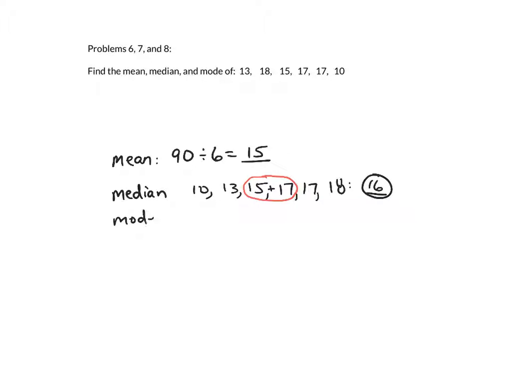The mode is which number appears most often in the set of data, and since I have 2 17s, the mode is 17.